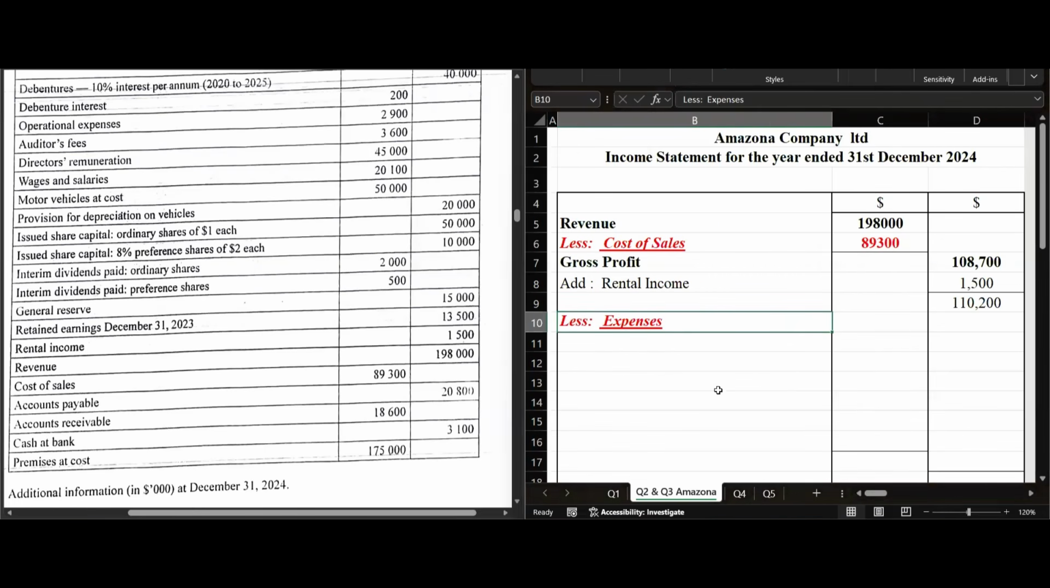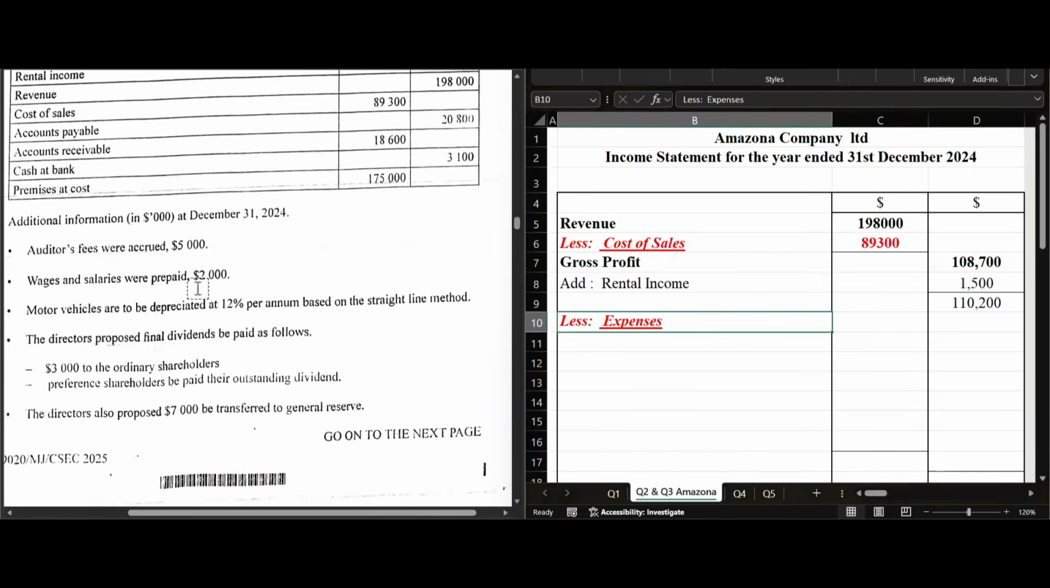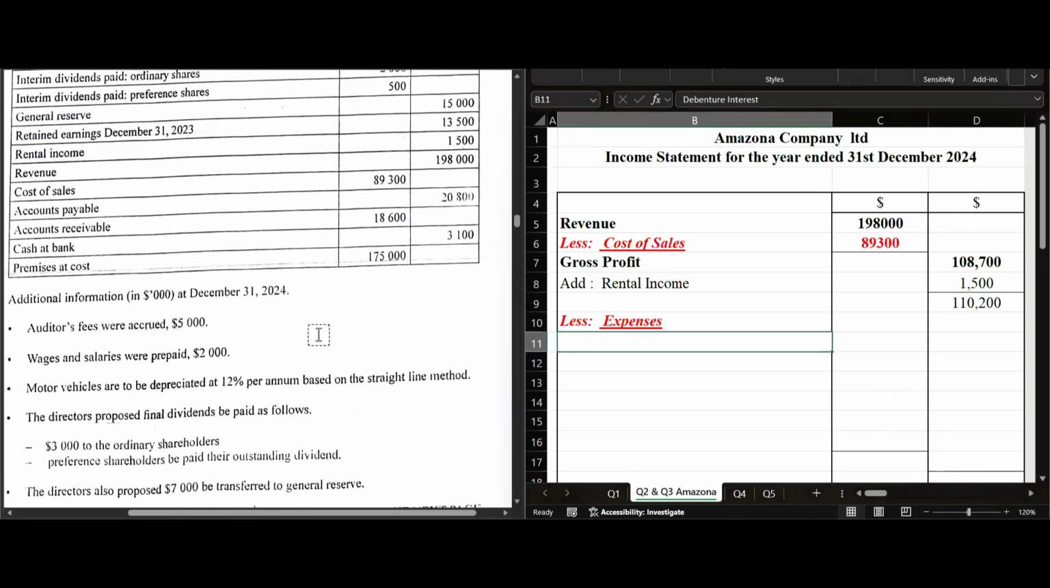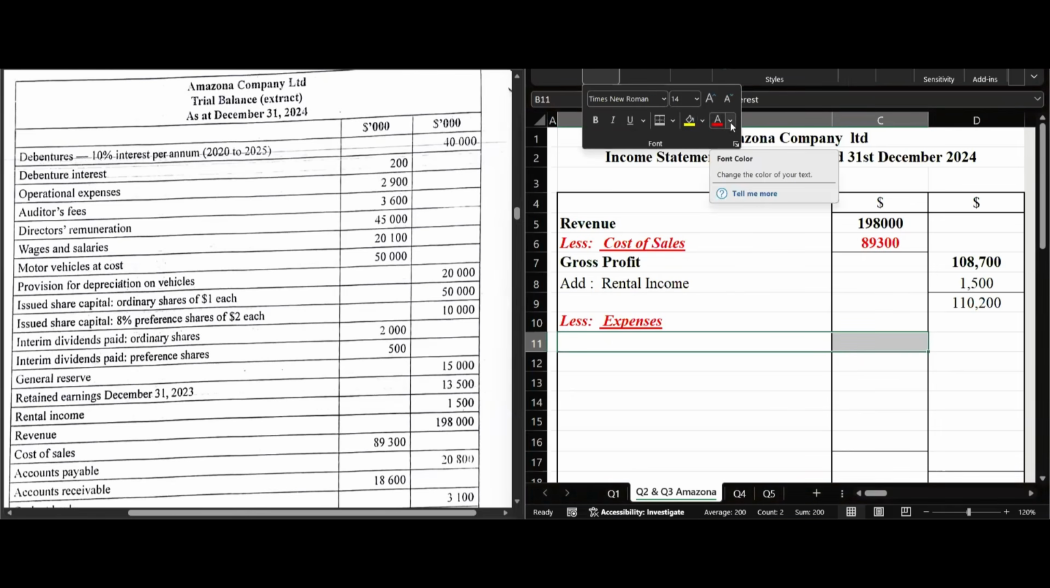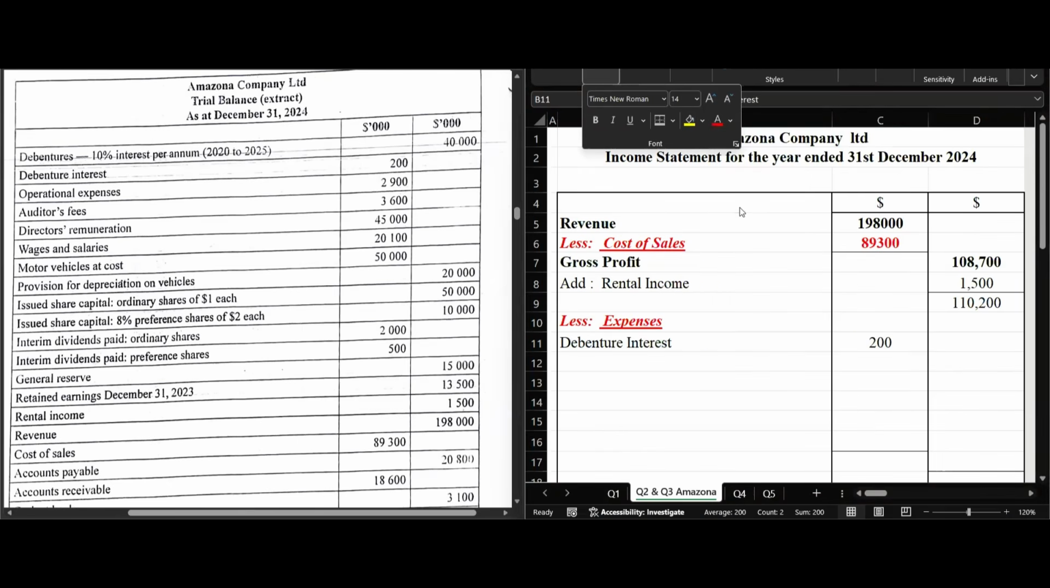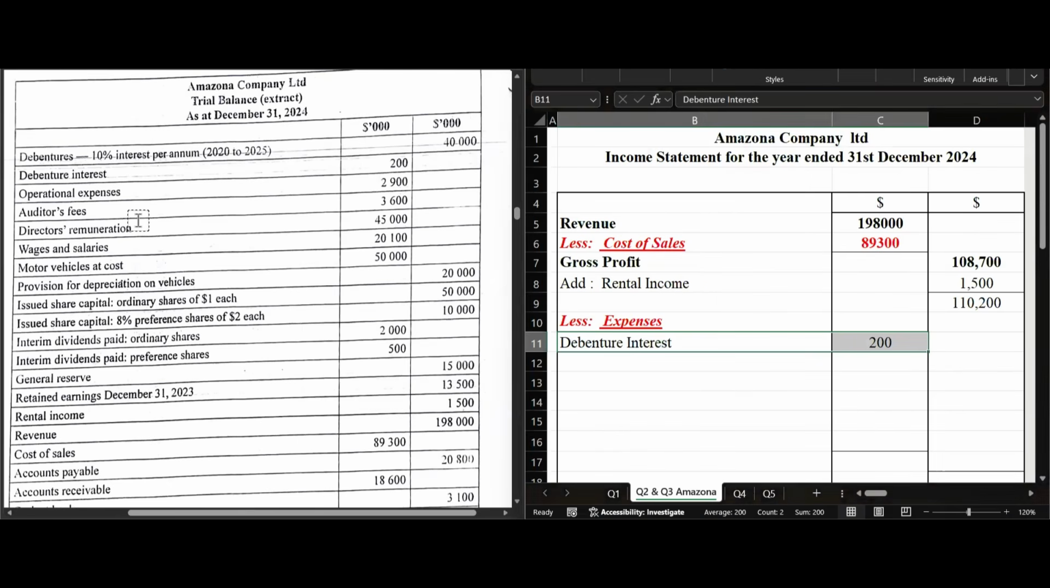Next up, we're going to subtract our expenses, guys. So we're going to have a look at all those expenses. We do have some adjustments to take into consideration. Let's get into it. Now, the first expense that I listed here would have been our debenture interest. Now, the debenture interest would be $200, as you guys are seeing up there. Good. Nicely done.